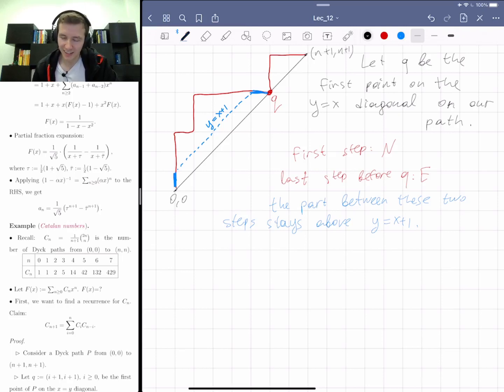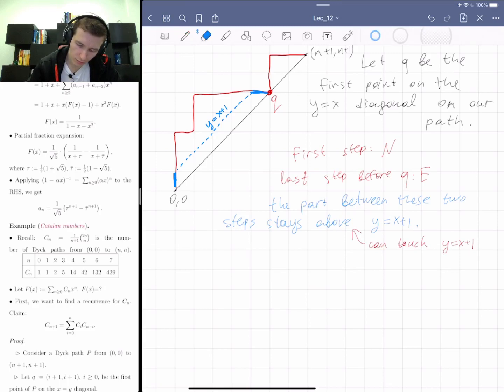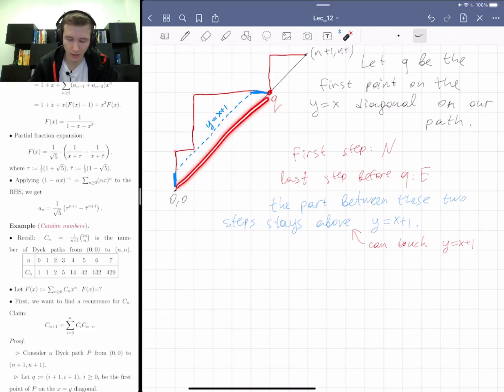Okay. No questions. All right, so can it touch y equals x plus 1? Yes, it can touch. Maybe I should try to draw some. It can go like this, for example, because all we know is that the part between 0, 0 and q does not touch the diagonal at all. So it has to stay above this lifted diagonal.